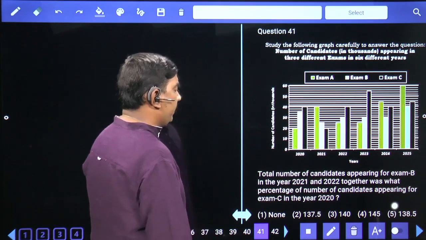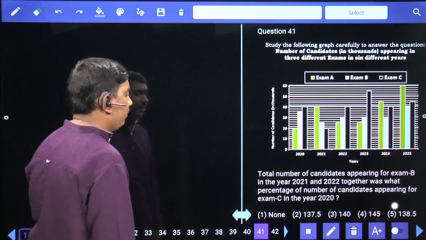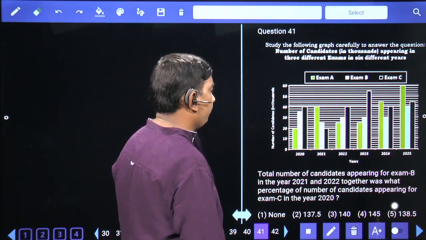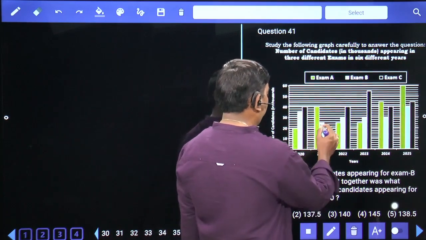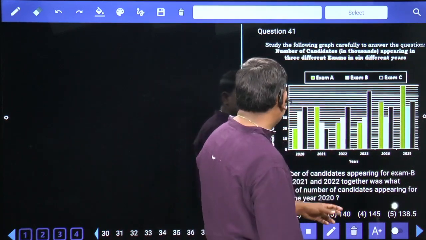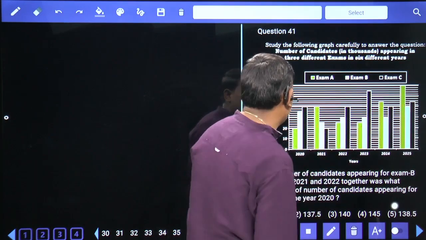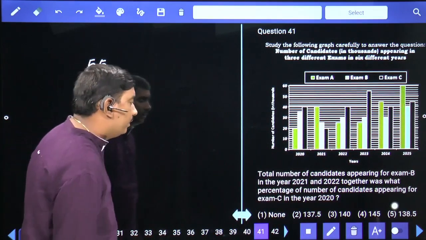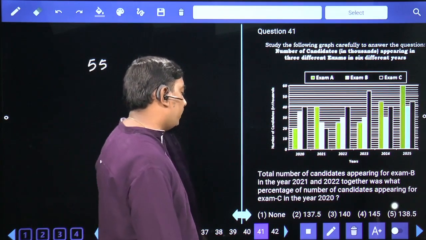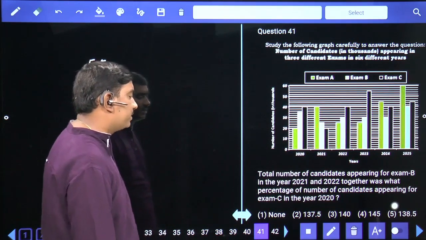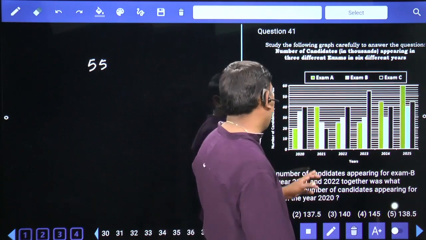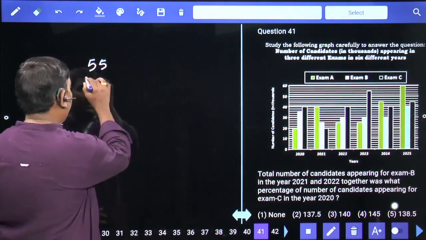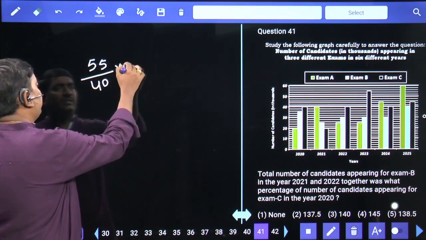Total number of candidates appearing for exam B in the year 2021, 2022 together. Exam B 2021, 25 and 2022 it is 30. 25 plus 30 means 55. Was what percentage of number of candidates appearing for exam C in the year 2020? Exam C 2020 means 40. Percentage means into 100.